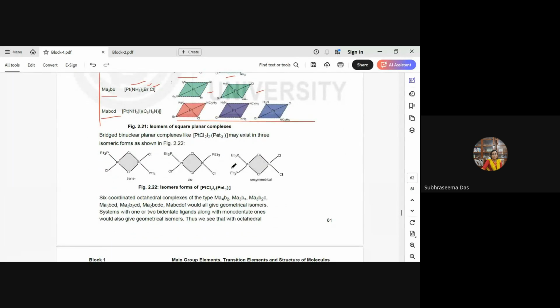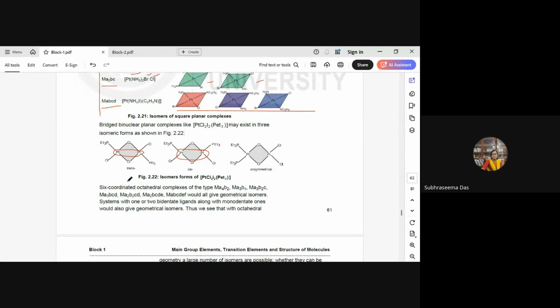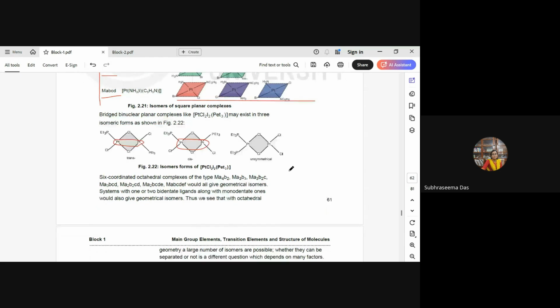Also, bridged binuclear planar complexes like Pt2Cl2I2(PR3)2 exist in three isomeric forms. So these are bridged complexes. Why are they called bridged complexes? Because you can see two central metal atoms here, and they are joined through a bridge. In such cases, we see the trans isomer, the cis isomer, and also a symmetrical and an unsymmetrical isomeric form.